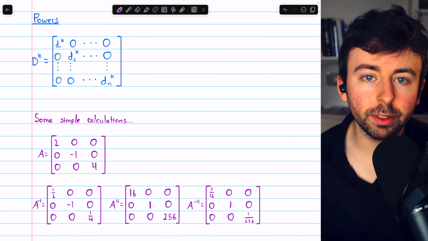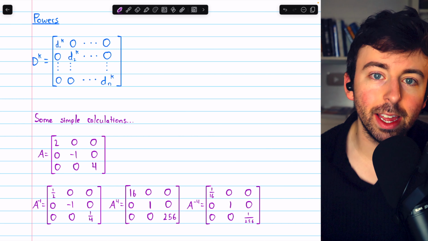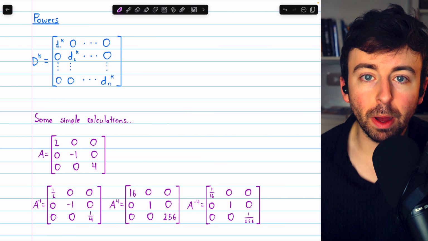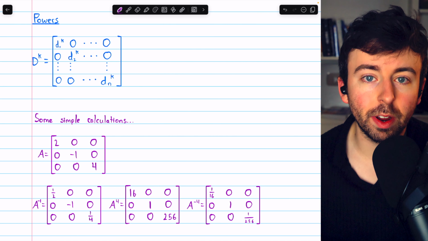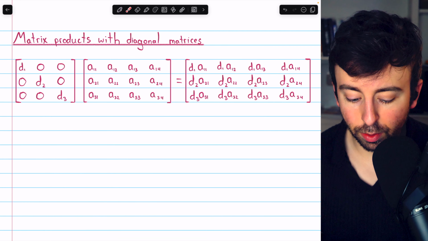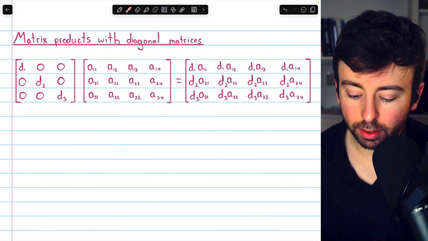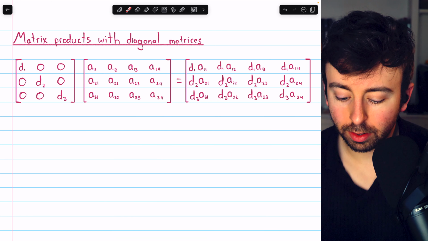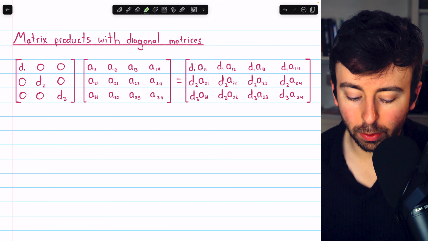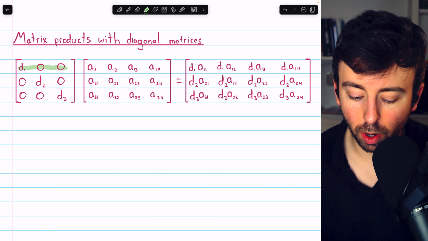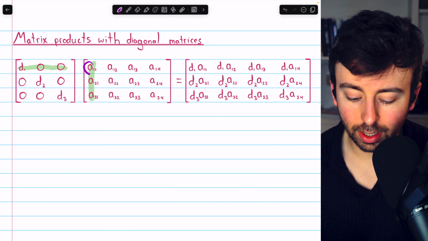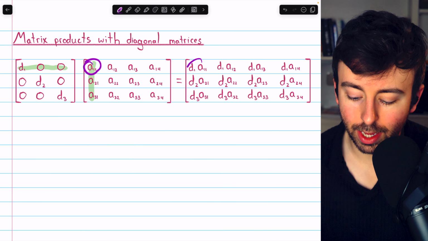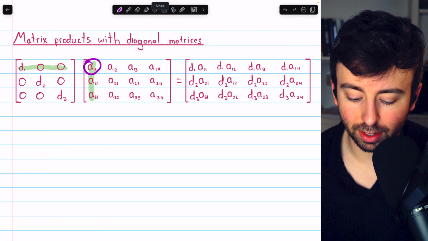In these examples, the only matrices at play are diagonal matrices, but multiplying a diagonal matrix by a non-diagonal matrix is also a very straightforward thing. What happens if we multiply a diagonal matrix on the left by some other matrix? Well, if you can imagine how this calculation would go, we'd have row 1 getting matched up with column 1. So this first entry would get hit by D1. Everything else would be 0.